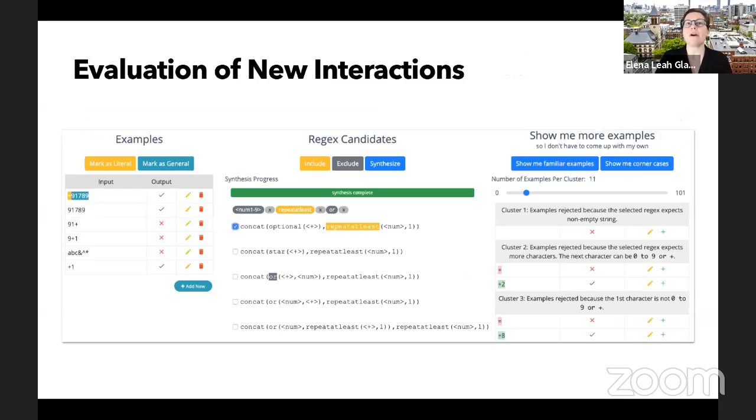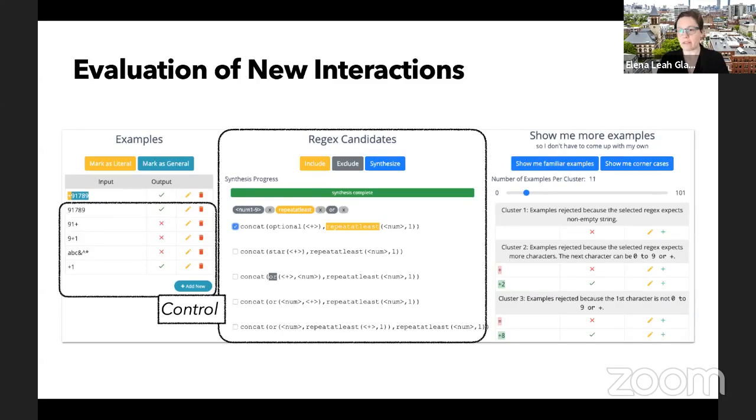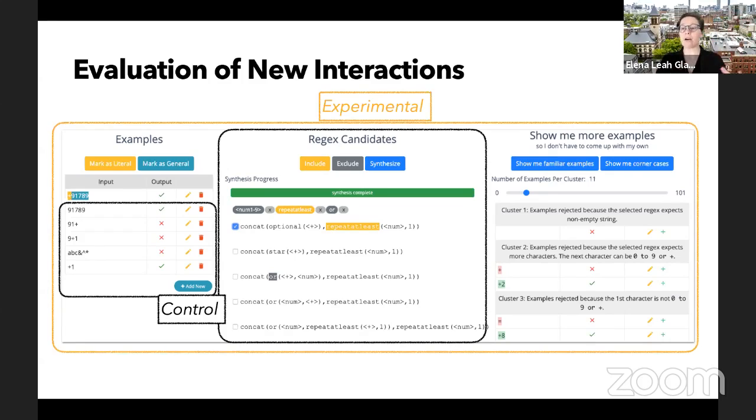So we are going to make the prior state of the art our control interface. We're going to do a within-subject study where people, in a randomized or counterbalanced order, experience just the prior art or the prior art plus these additional characteristics, to see how that changes their ability to use the interface.